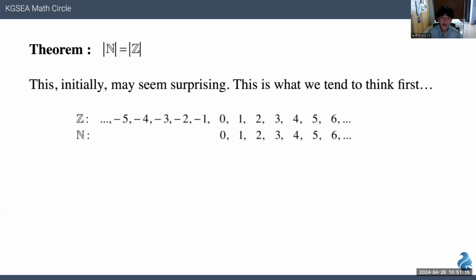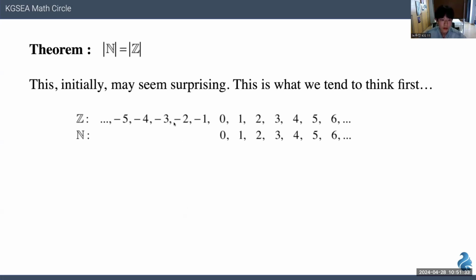So I'm going to start introducing a bunch of theorems about comparing the cardinalities of infinite sets. And I'm going to start with comparing the natural numbers and the integers. And as I said before, I will try to encompass 0 in the natural numbers in this case. And keep that in mind.